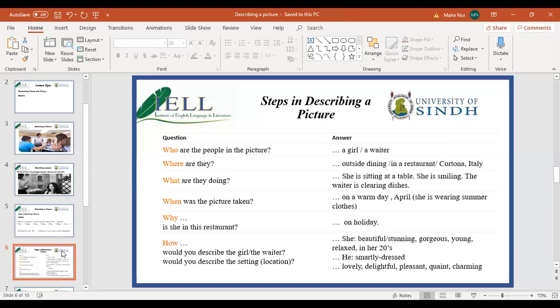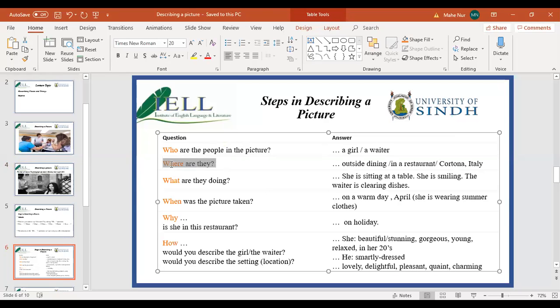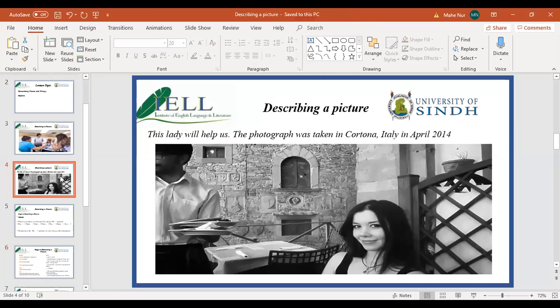The second question you should be asking when you look at the photograph is, where are they? Can somebody answer this question? We are not going to look at this slide. Where are they? If it is not very understandable to you, then you can guess and give reasons why you think that this is the case. Yes, people? Okay, yes, it is already written at the top of the photograph that they are in Italy.